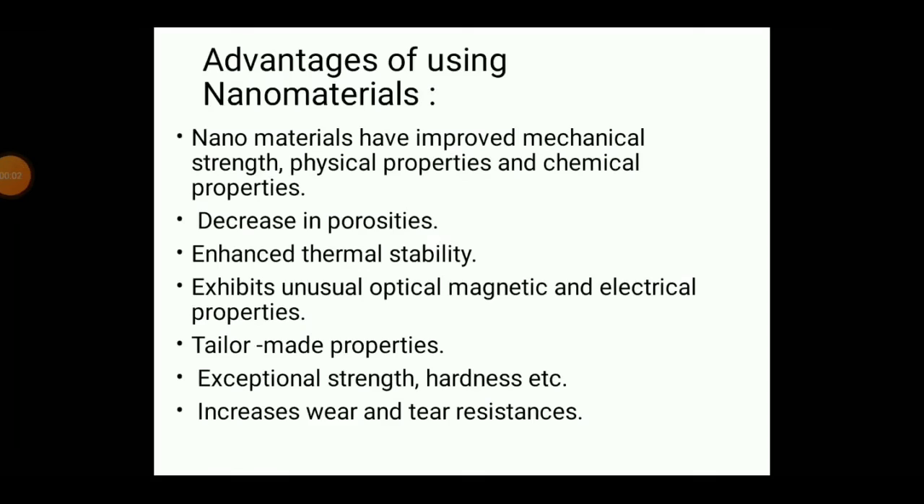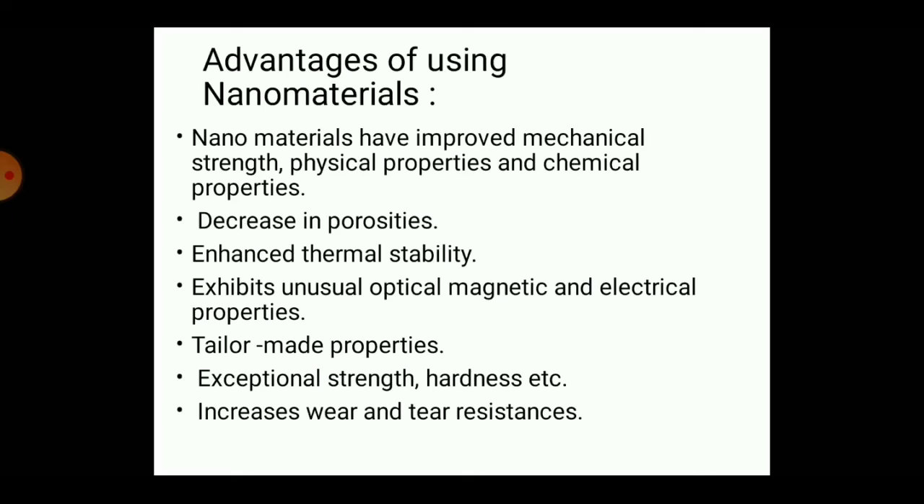So here we look into the advantages of using nanomaterials or nanoparticles. The first advantage is that nanomaterials have improved mechanical strength, physical properties and chemical properties. That means the mechanical, physical and chemical properties are all enhanced. And then there is a decrease in porosities. What is porous? It means the ability to absorb fluid material. So when there is a decrease in porosities, the nanoparticles will not have much ability to absorb fluids. And next, enhanced thermal stability. That means it is stable up to high temperatures.